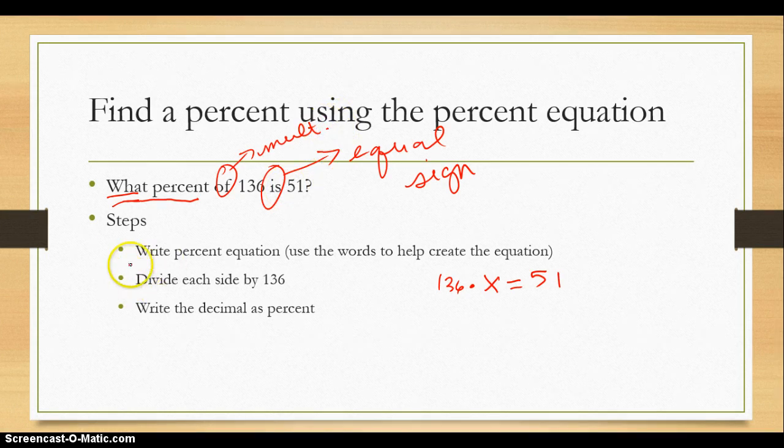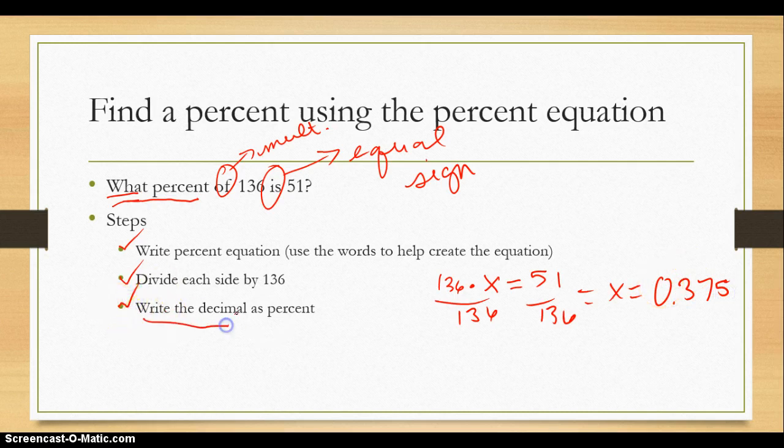So that's step 1: we wrote our equation. Step 2, divide each side by 136. If you try this in your calculator right now, you're going to end up with a decimal. When you divide that, you get x equals 0.375. The last step here is very important: write the decimal as a percent. Because as of right now, this is just a decimal number, not a percentage. So we have to write that as a percent.